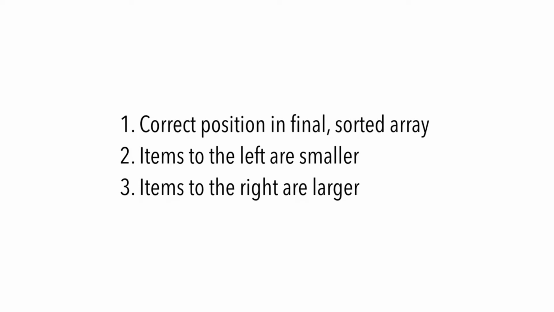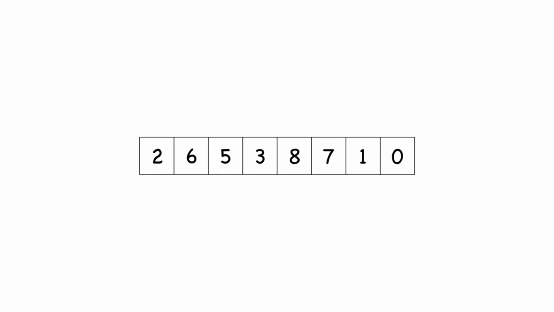Let's look at an example. We're asked to sort the following array. Let's choose a pivot. I'll explain the best way to do this later, but for now let's just choose 3. First, we move the pivot to the end of the array to get it out of our way.